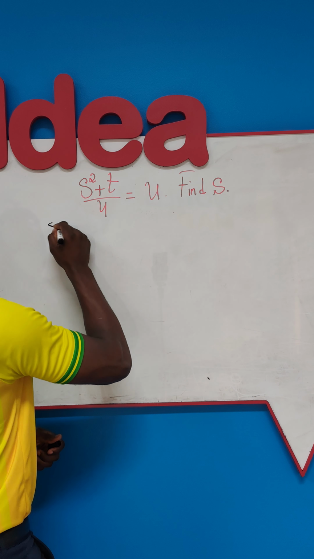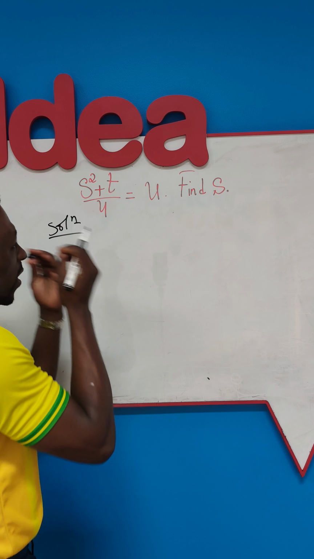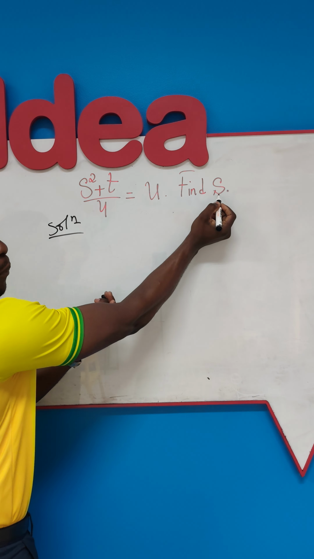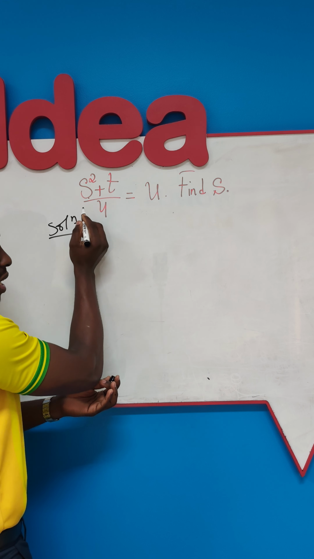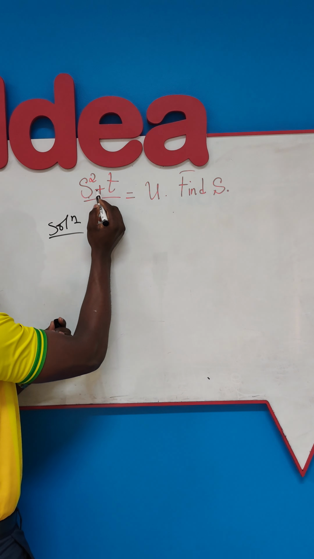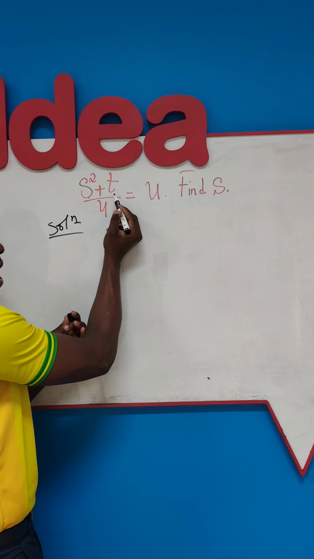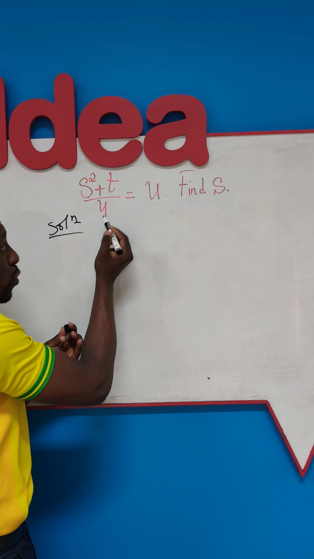Follow me, dear friends. Solution. First and foremost, let's identify the position of our S. Here it is. Now, what is it surrounded by? First of all, it's surrounded by a positive t here, and down here we have divided by u.